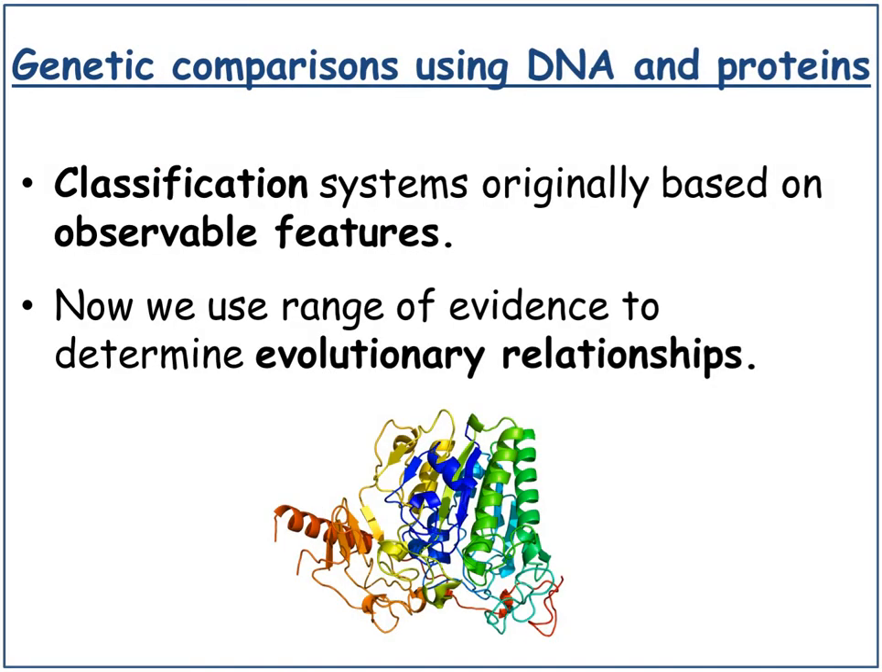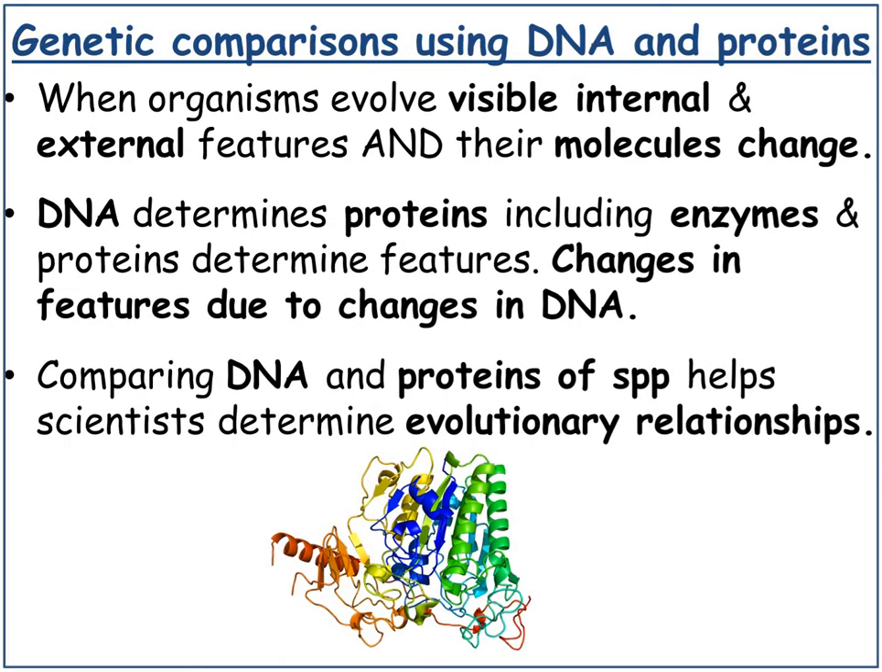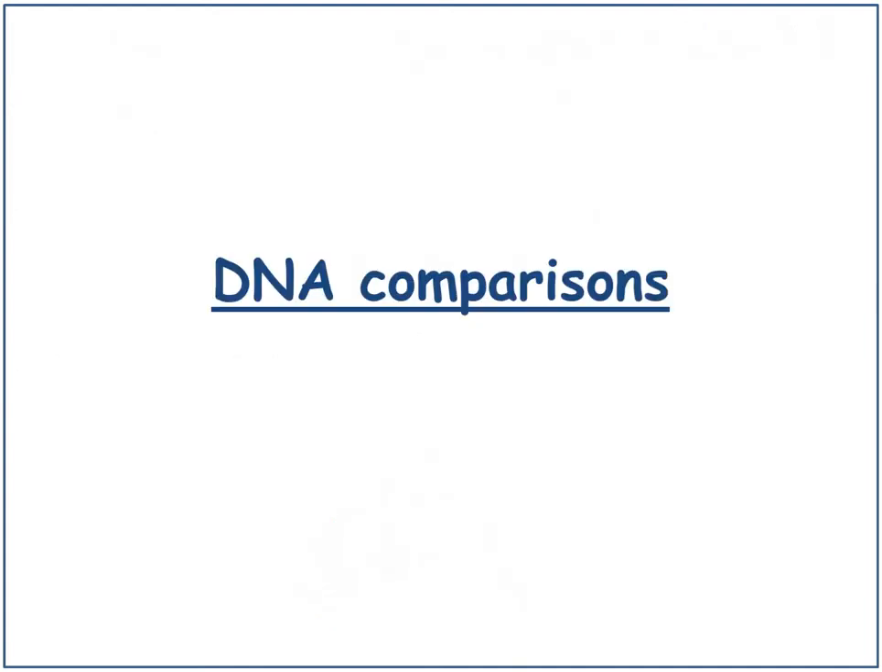Genetic comparisons using DNA and proteins. Classification systems were originally based on observable features, but now we can use a range of evidence to determine evolutionary relationships. When organisms evolve, visible internal and external features and their molecules change. DNA determines the proteins, including enzymes, and proteins determine features. Changes in features can arise due to changes in DNA. Comparing DNA and proteins of species helps scientists determine the evolutionary relationships.